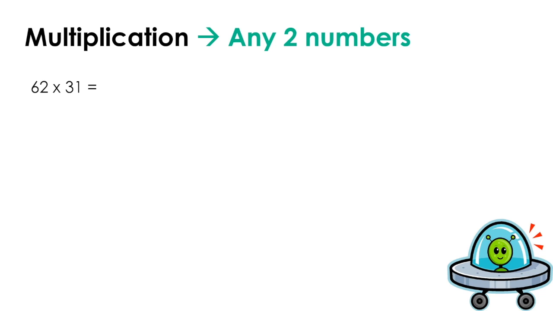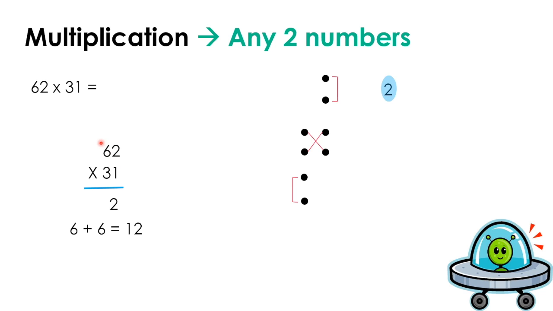62 times 31. 2 times 1 is 2. 6 times 1 plus 2 times 3. 6 times 1 is 6. 2 times 3 is 6. Answer is 12.